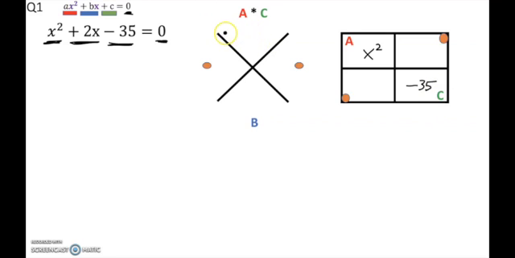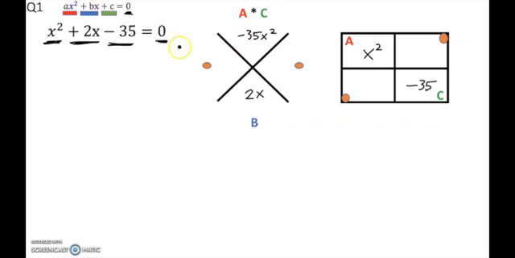Now, on the top part of our x here, we're going to place our a term times our c term. In that case, it's negative 35 times x squared, which will end up to be negative 35x squared. And down here, we're going to place our b term, which in this case is 2x. Next, we're going to have to find two terms that are going to multiply to get negative 35x squared, but add to be positive 2x.